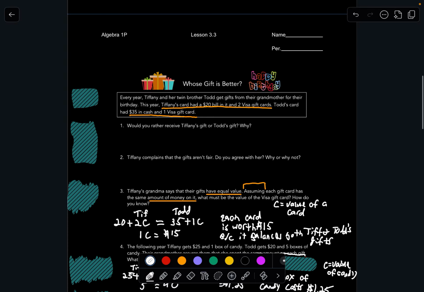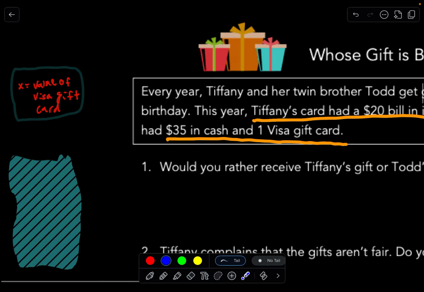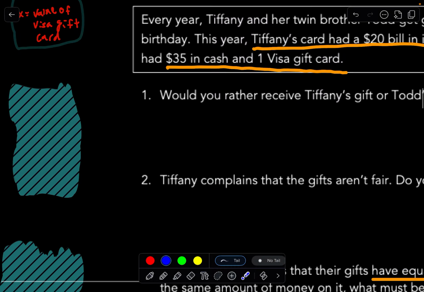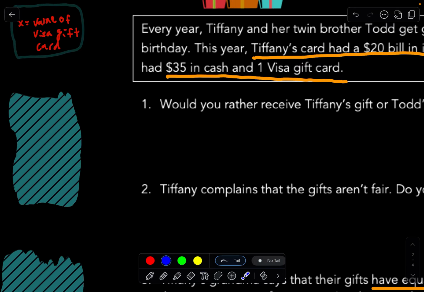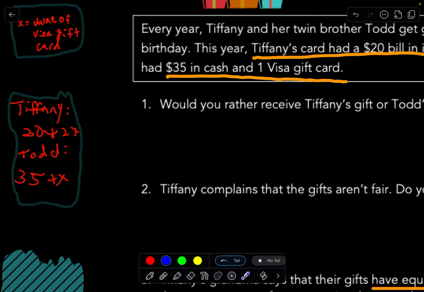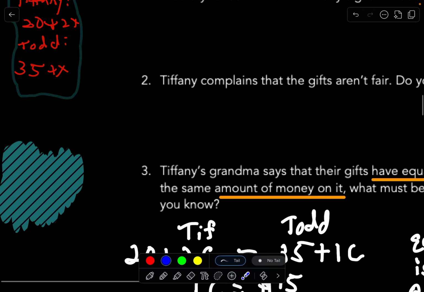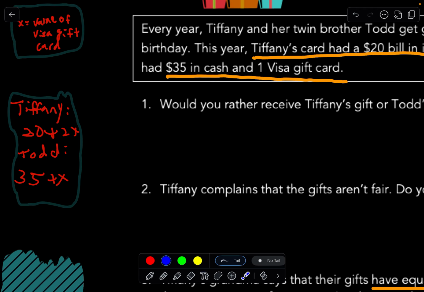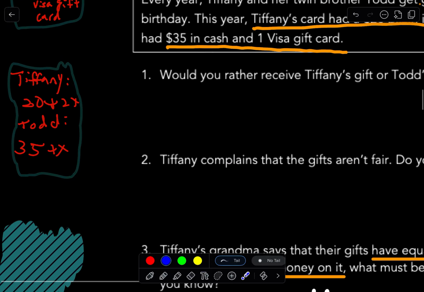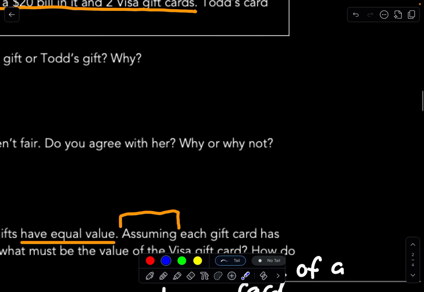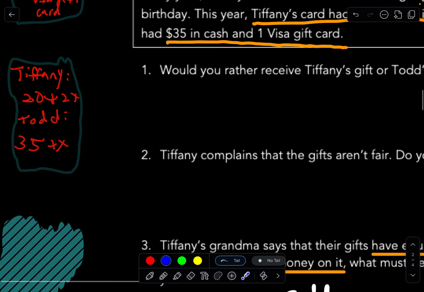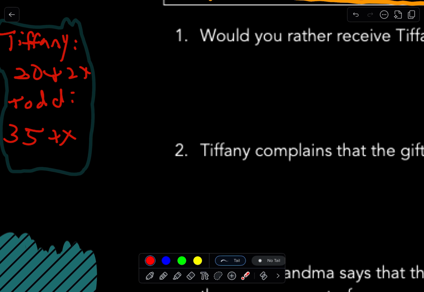So the first thing was that if I let X equal the value of a Visa gift card, then this setup becomes this. Tiffany would be 20 plus 2X. Todd would be 35 plus X. This is now abstracting it into letters and an equation that we can solve. And, all right, so if that's the case, we just set them both equal.